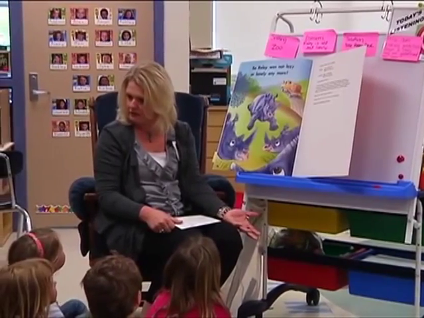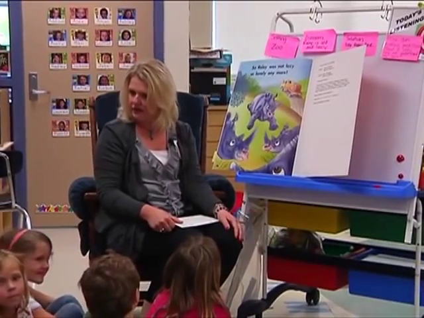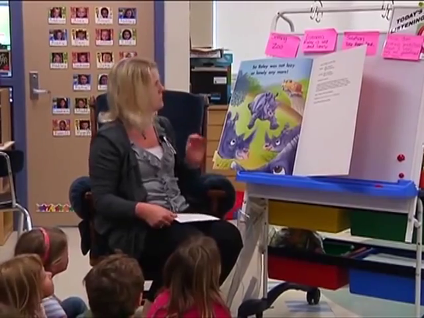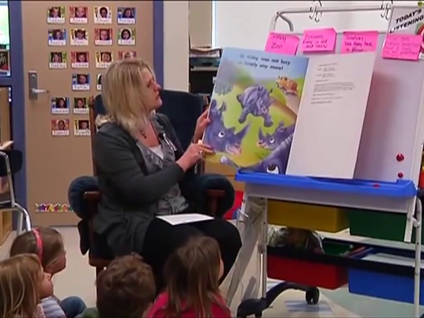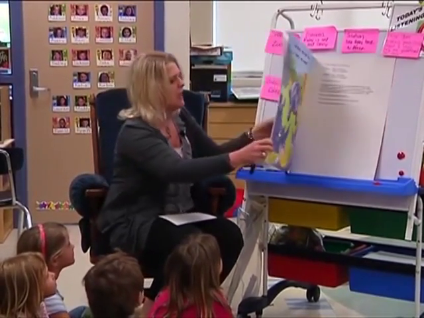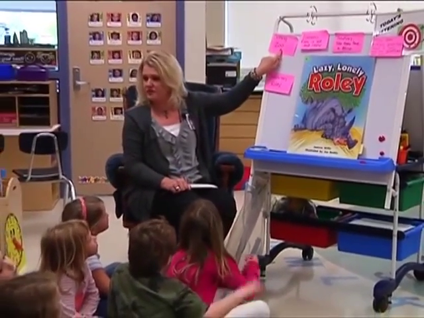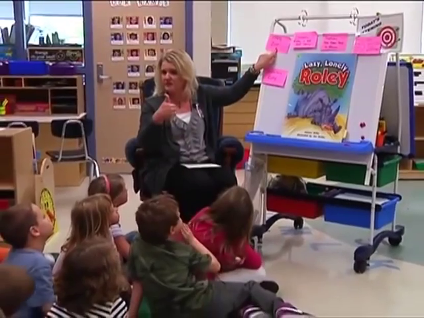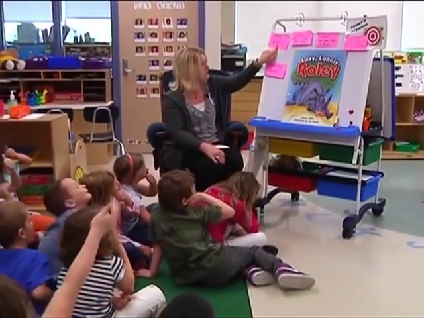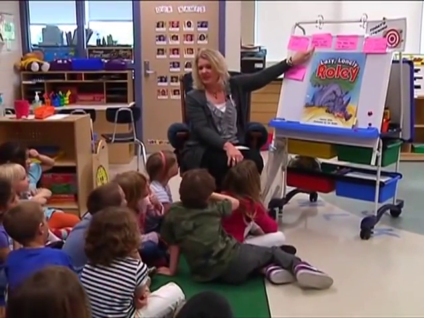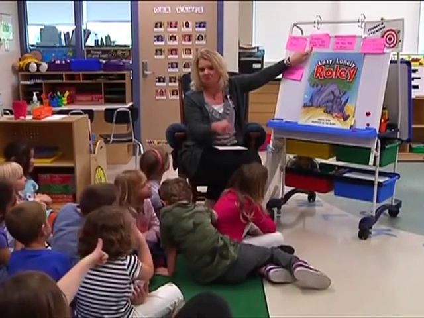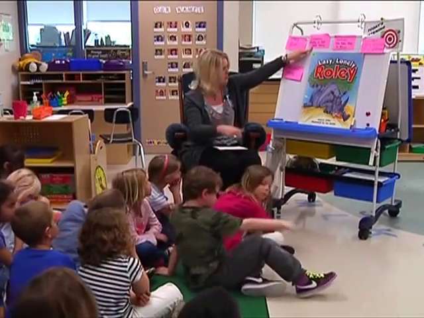So what'd you think? Good. Had a good ending, didn't it? So let's go back and check here. How were my predictions? Did I predict the setting was the zoo? Was I right? Thumbs up if I was right. All right. Was the problem that Rolly is sad and lonely? Was that a good prediction? I was right on that too.